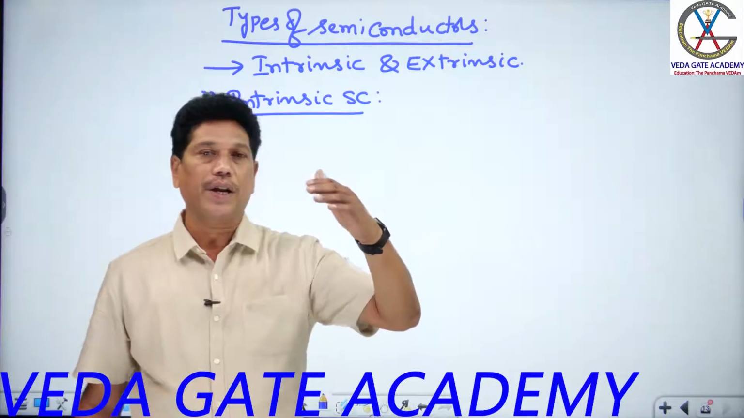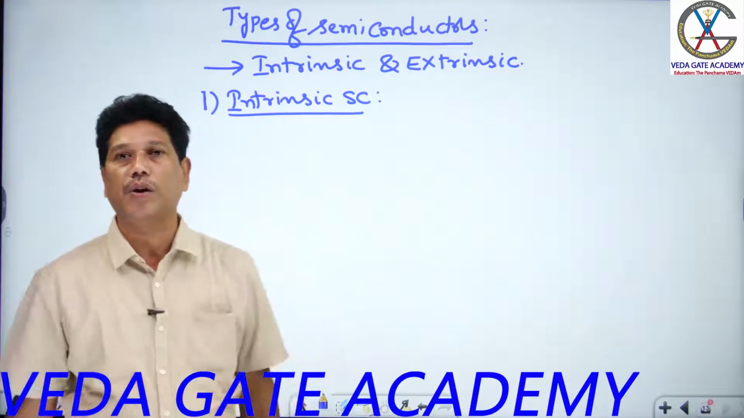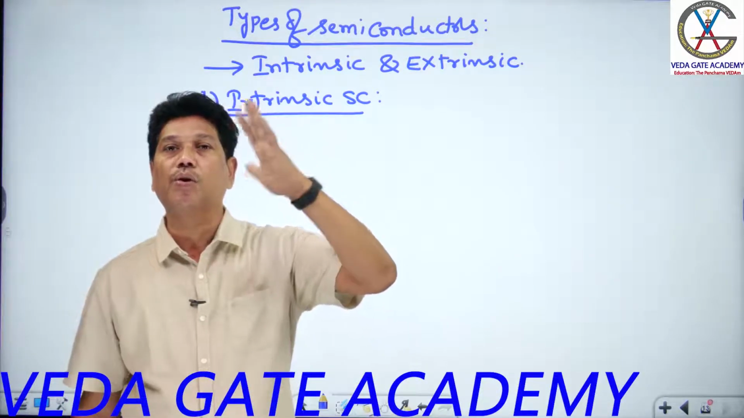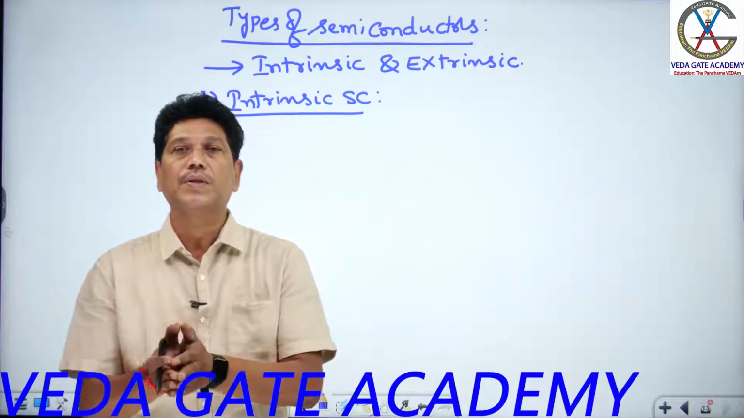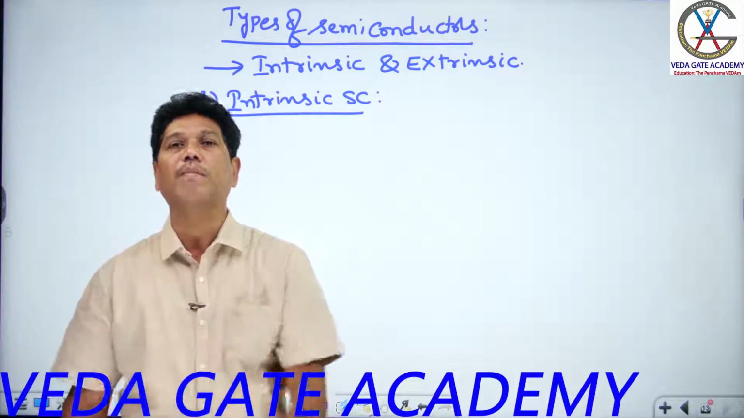So at 85 degrees centigrade, a germanium-made device can be used only up to 85 degrees centigrade, whereas a silicon-made device will be useful up to 200 degrees centigrade. So these are the practical reasons to use silicon rather than germanium.